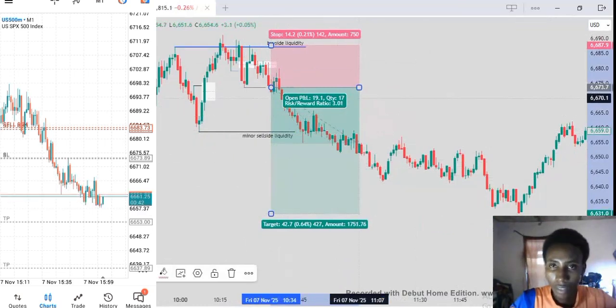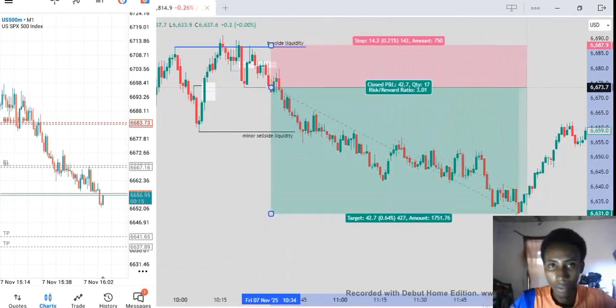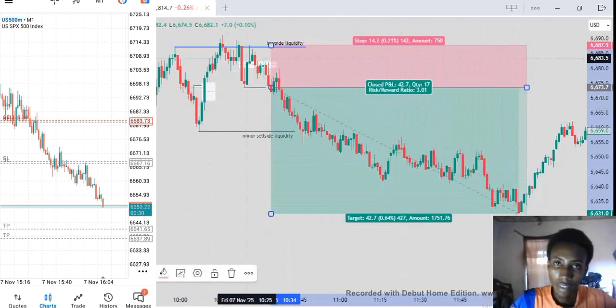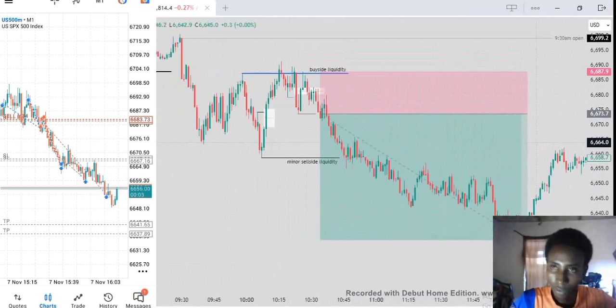So that was how I was able to catch this move, simply by looking at how price was trading highs and fair value gaps. That was how I was able to get that trade on the 7th.